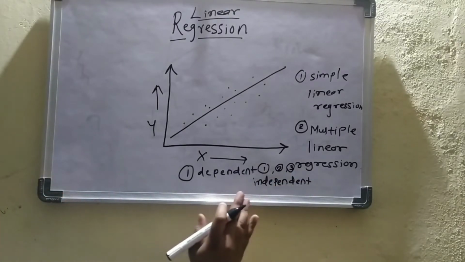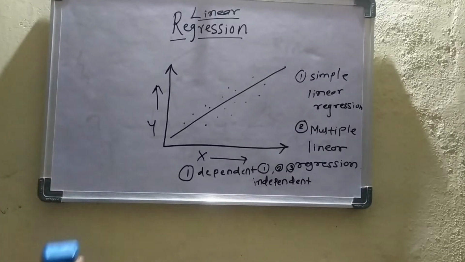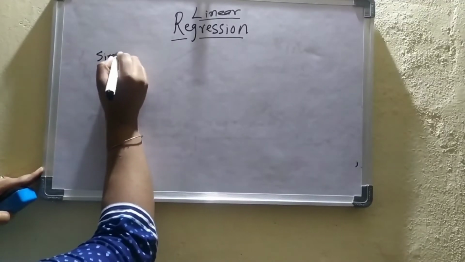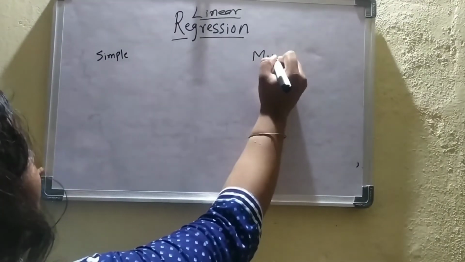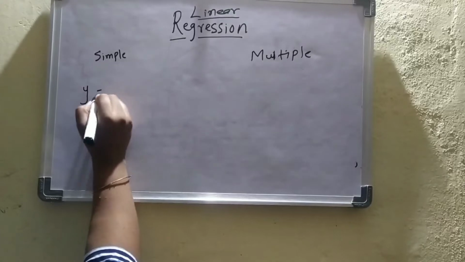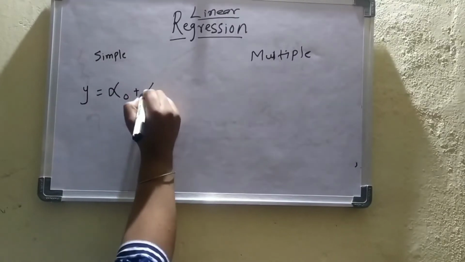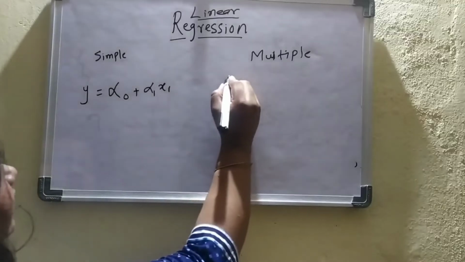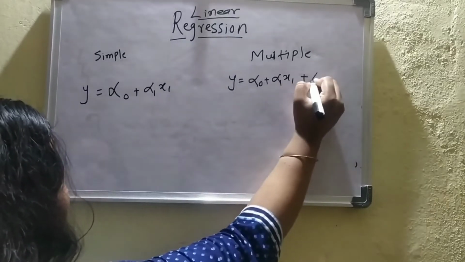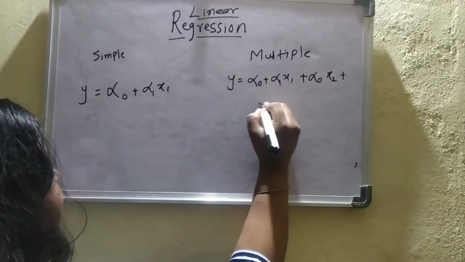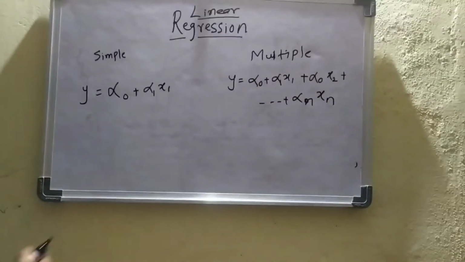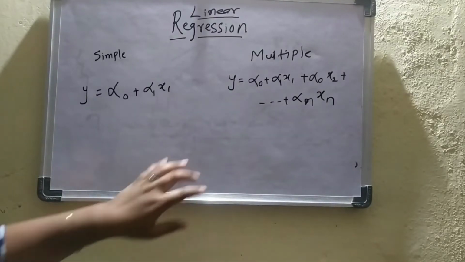How these equations are carried out, we will see now. The equations for simple and multiple linear regression are as follows. For simple linear regression, y is equal to alpha 0 plus alpha 1 x1. For multiple linear regression, y is equal to alpha 0 plus alpha 1 x1 plus alpha 2 x2 plus ... alpha n xn.